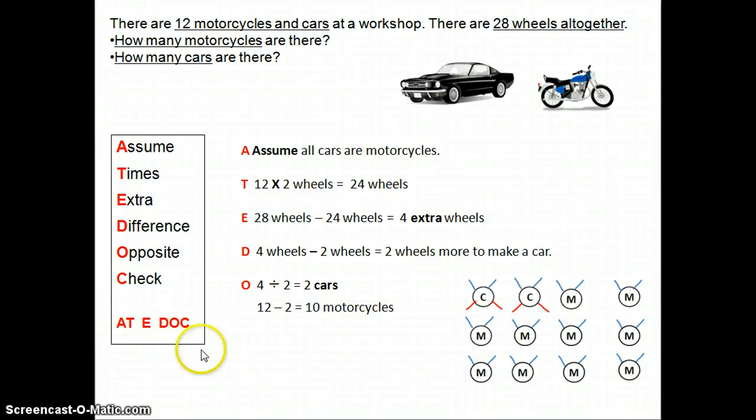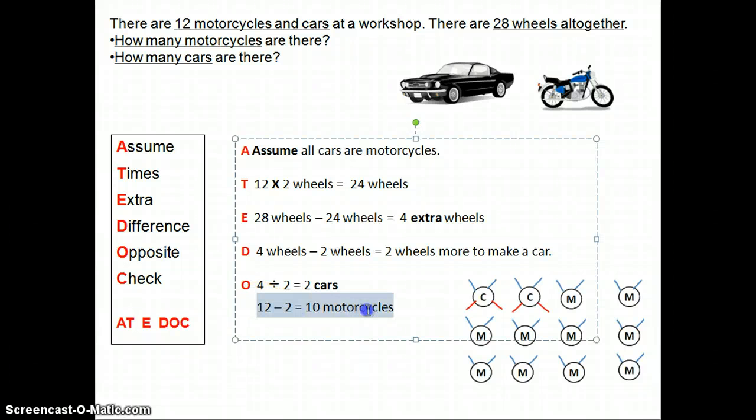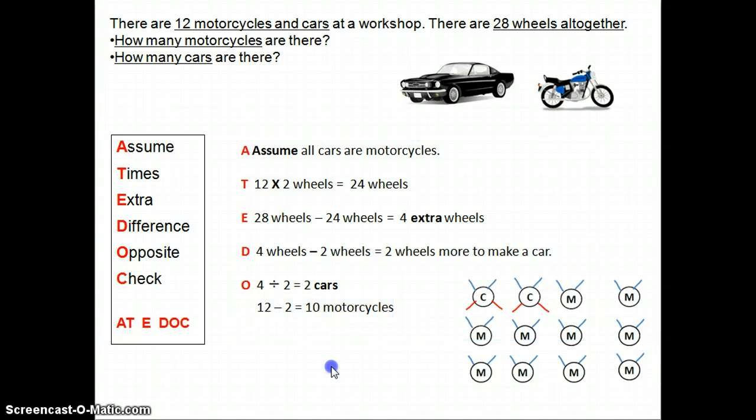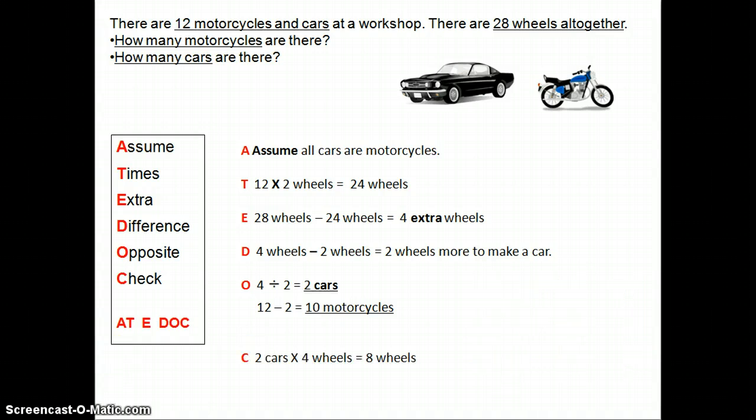Now, next. We have found out the motorcycles by taking 12, the total number of motorcycles and cars, minus the 2 cars that we found out, which will give us 10 motorcycles. We already found out the answer at this point. But still, it's a good habit to check.